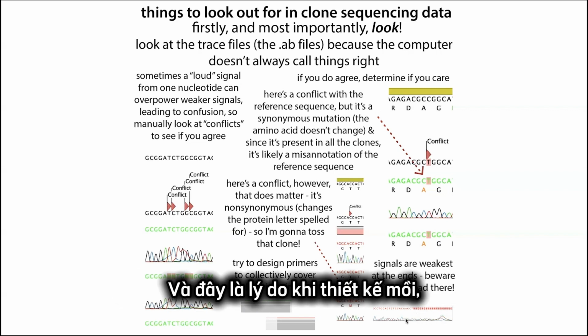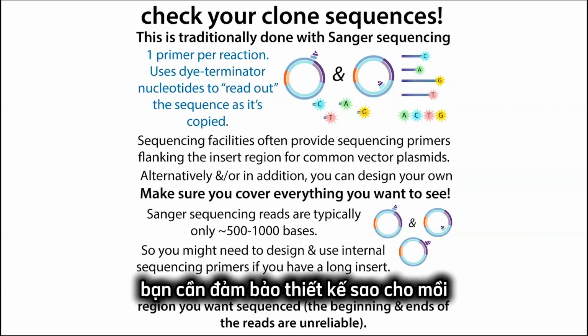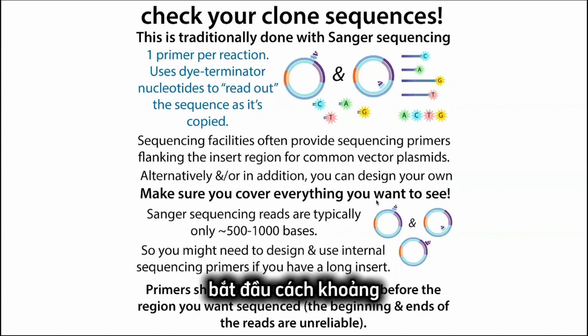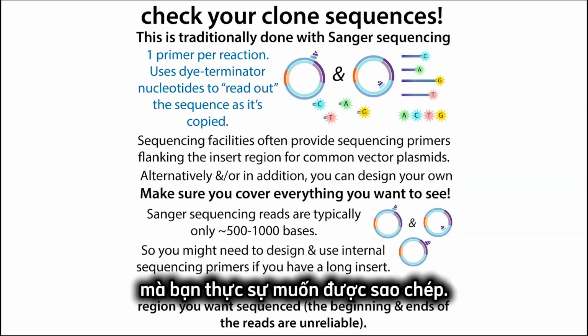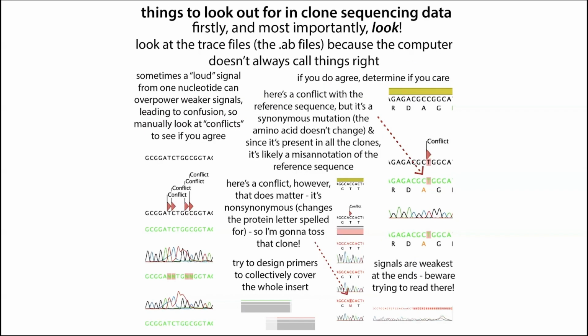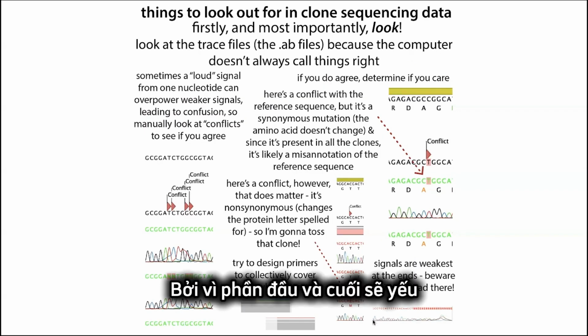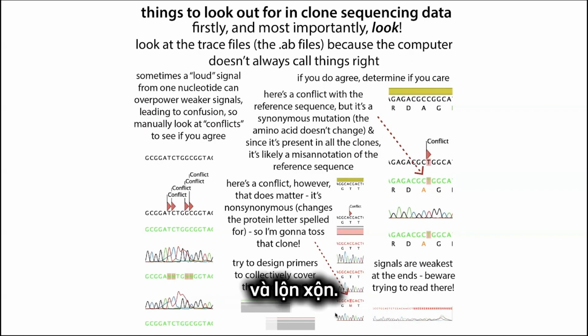This is why, when you're designing your primers, you want to make sure that you design them to start 50 or 60 or so before the region that you actually want copied, because you're going to have these weak, messy beginnings and ends.